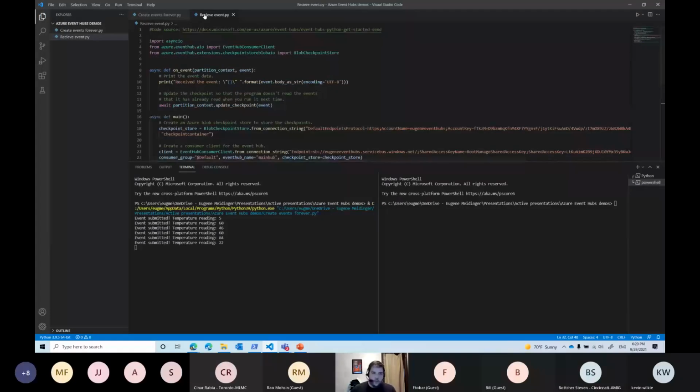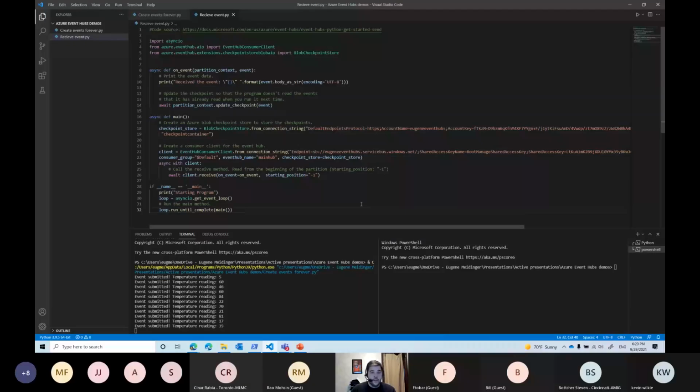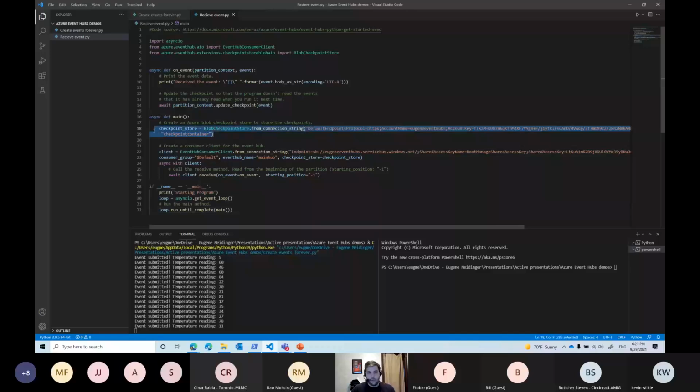So then I can go to my receive event code, which is very similar. And what it's doing is we're creating a checkpoint store. So we're using Azure Blob Storage to store, okay, where are we in the Event Hub? Because if I start receiving the events and I stop and I want to start again, I need to remember where I was during that point.